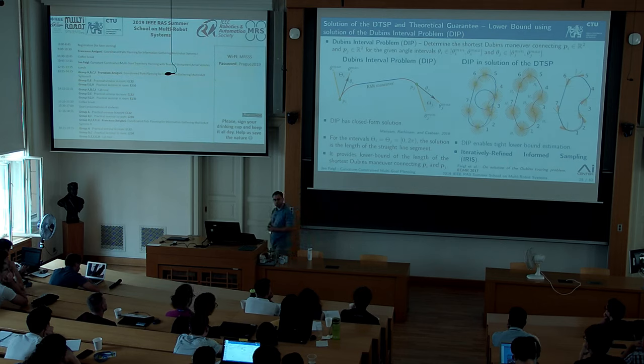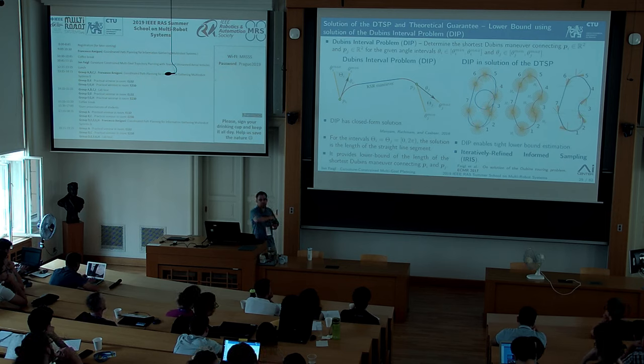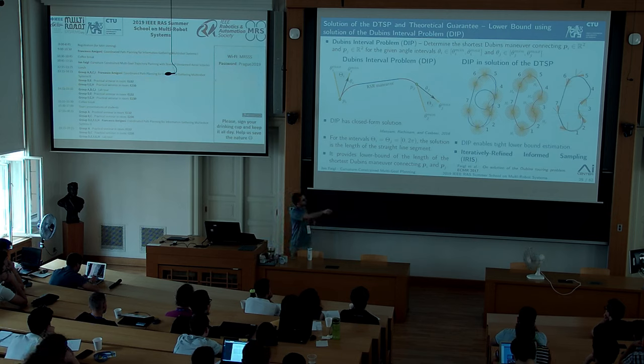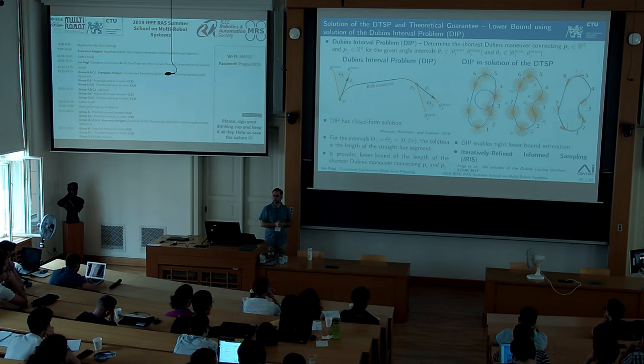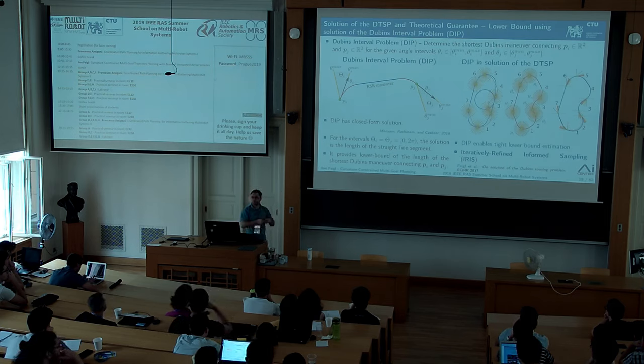Luckily, Manyam showed there is a closed form solution for that. So you can download the code and you can solve it. And if you remember that we have this decoupled approach, and we have sampled the headings, instead of a single heading value, you will consider what is between these samples, and you will have the intervals. These are the intervals. And now you can solve this by this graph search I showed you, and it can be solved in polynomial time. But in this case, you will not solve the Dubins maneuver, but you will solve this Dubins interval problem, which has a closed form solution. You will actually get a lower bound.